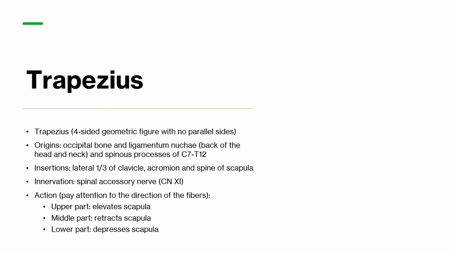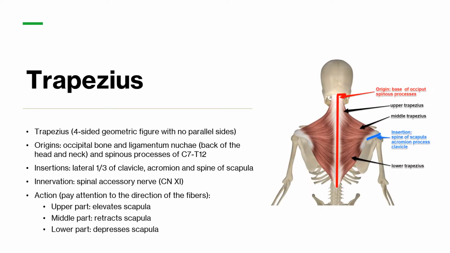The trapezius. Now we're moving to the posterior muscles that act on the scapula. The trapezius, it's a 4-sided geometric figure with no parallel sides. And I never really thought about this before, but now that I look at the 4 sides of the trapezius, it is true that they're not really parallel. I would have just settled for the fact that it's a muscle with 4 sides.